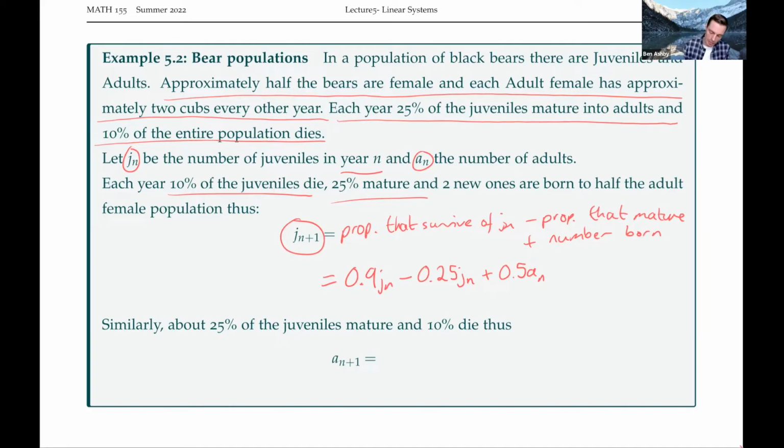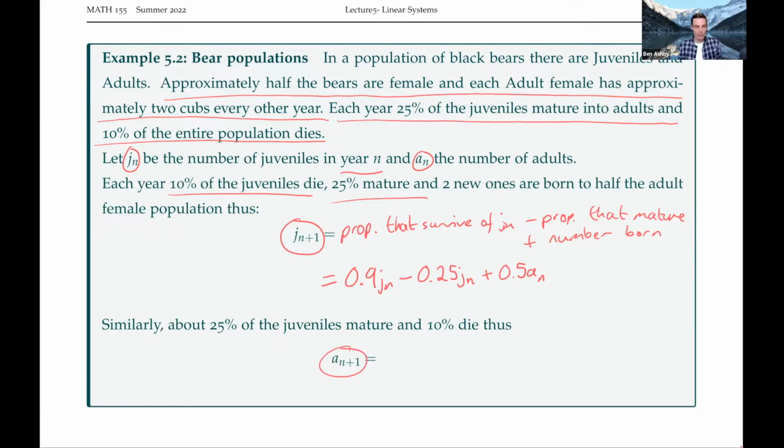So on the end here, because on average each adult female has approximately 2 cubs every other year, and on average half the bears are female, we say we have plus 0.5 AN, where AN is the number of juveniles that are born in the year n+1. We can do a similar thing for our adult equation, which is AN+1.